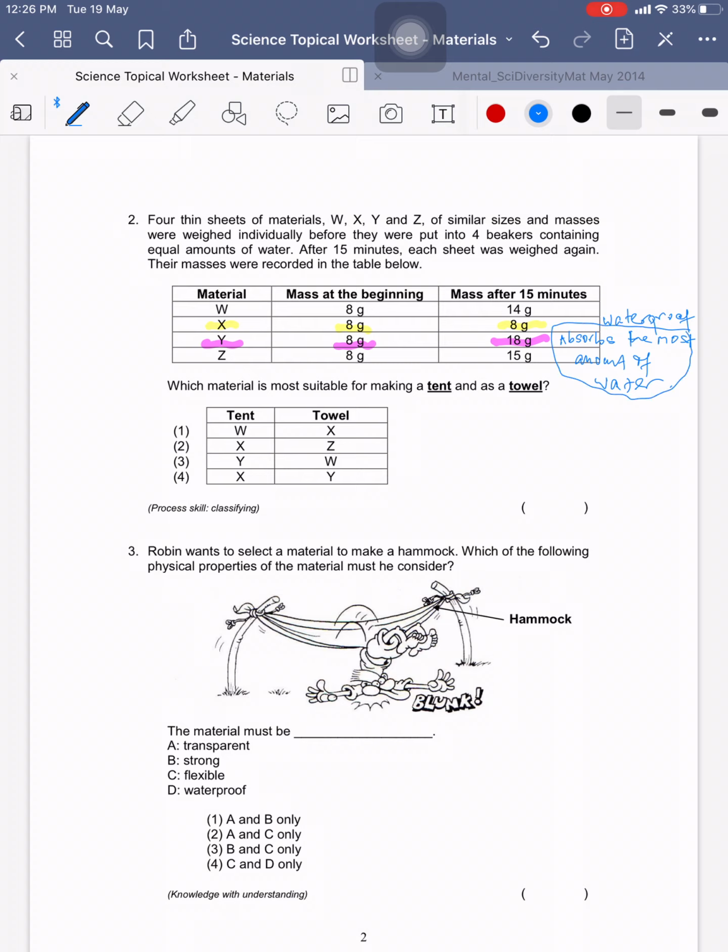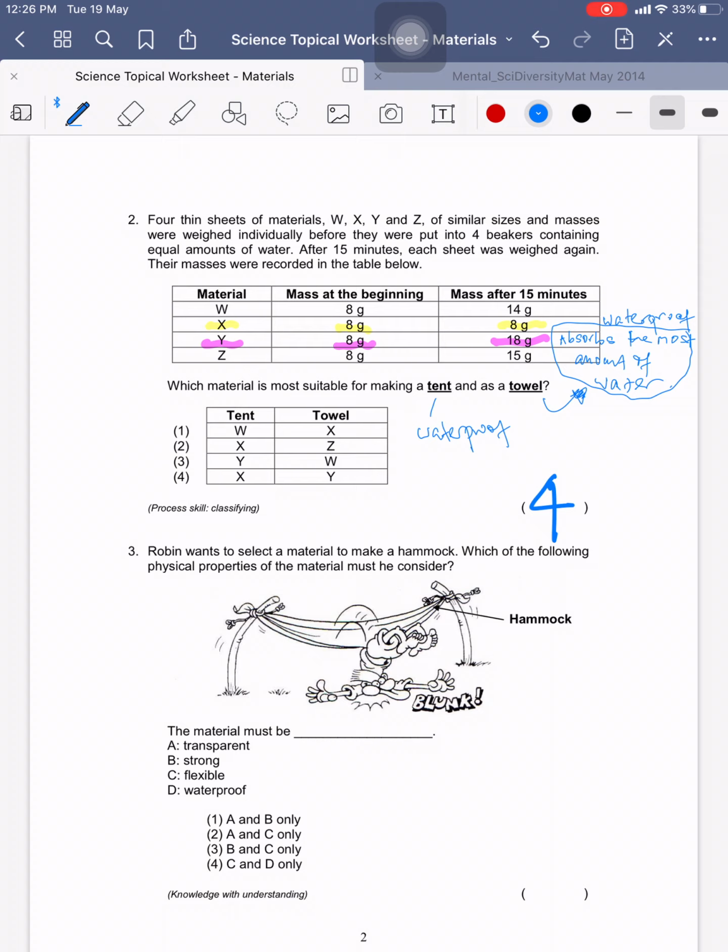Okay, so which material is most suitable for making a tent? Now tent, the material should be waterproof, and for towel, it should absorb the most amount of water. So our answer here will be 4.